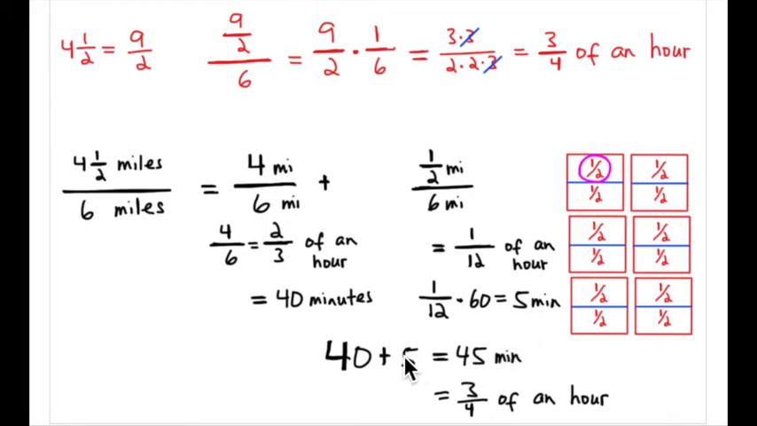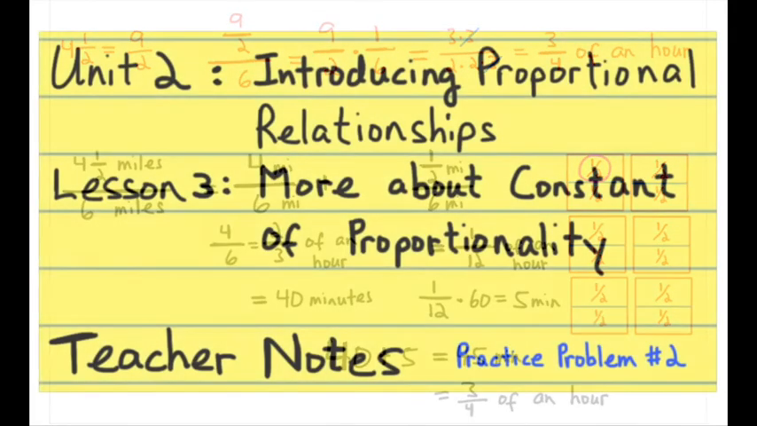So 1/12 of 60 is equal to 5 minutes. So add that 5 minutes to the 40 minutes. That's a total of 45 minutes, which is 3/4 of an hour. All of this stuff is hard. You just have to continue to try to think through it.